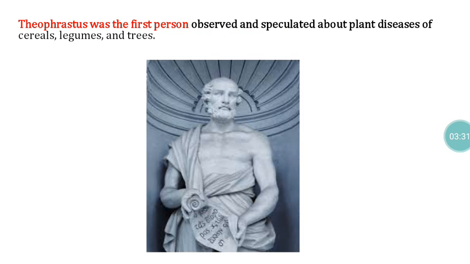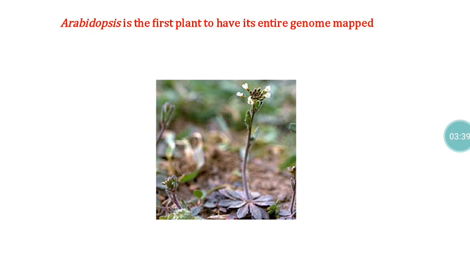Theophrastus was the first person to report the occurrence of plant diseases, particularly in cereals, legumes, and tree crops. And Arabidopsis thaliana is the first plant to have its entire genome sequenced, so the entire genome sequence is available for Arabidopsis thaliana.